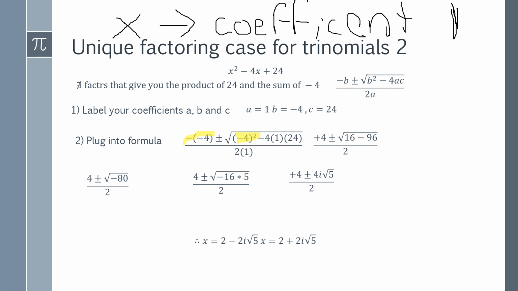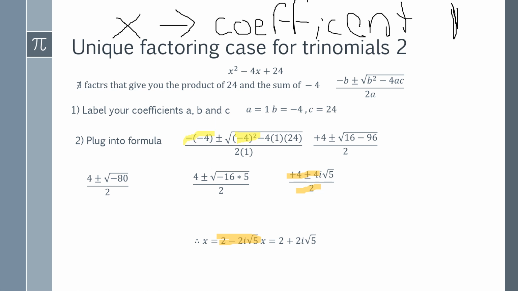Now, before I talk about the final answer, just know that you could simplify all this. You can simplify these 4's and these 2's. They all have a 2 in common. So that's why we are left with the answer, because 4 goes into 2 two times.